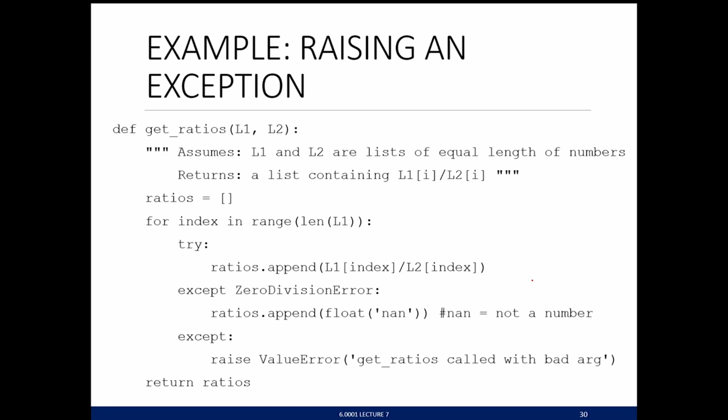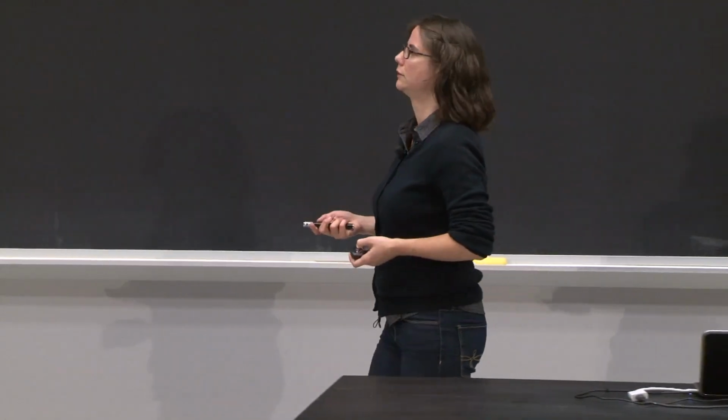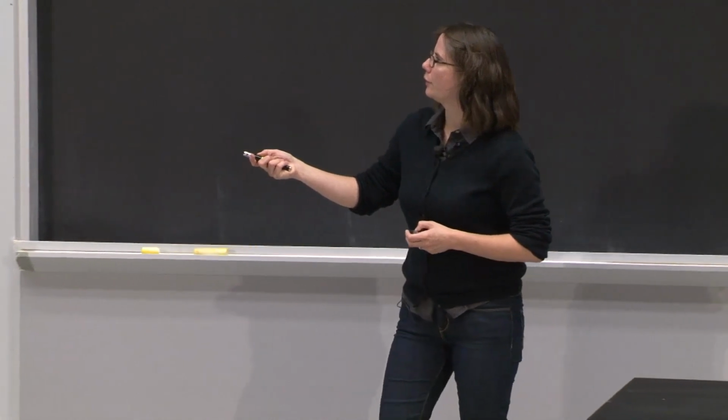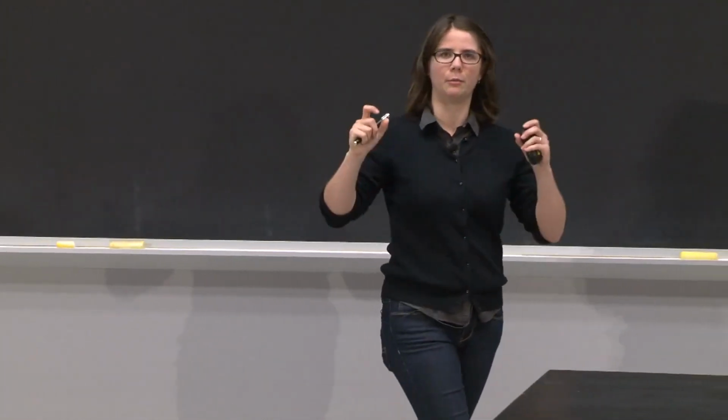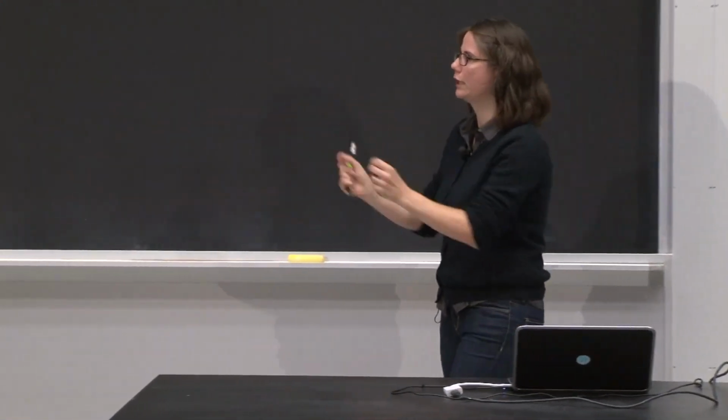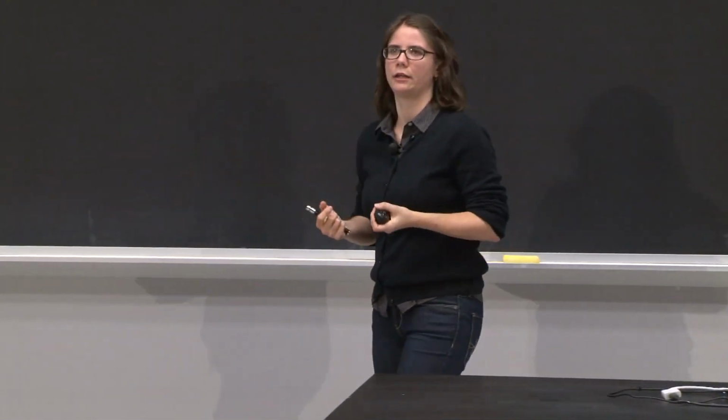I'm going to try to do this line. So I think that this line might give me an error, so I'm going to put it in a try block. The error I think I'm going to get is a zero division error, because what happens when an element in L2 is 0? And when an element in L2 is 0, I'm going to append this not a number as a float. Okay, so NaN as a string, you can convert it to a float, and it stands for not a number.